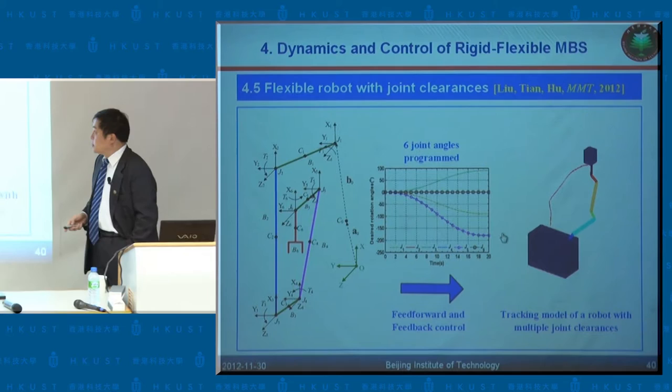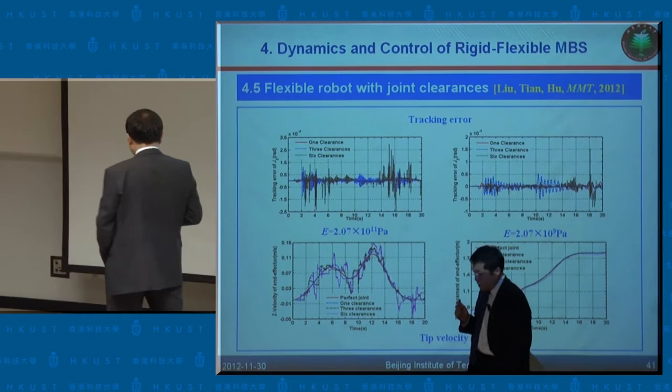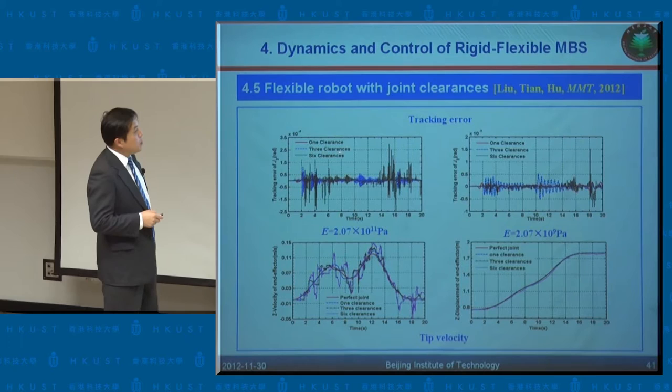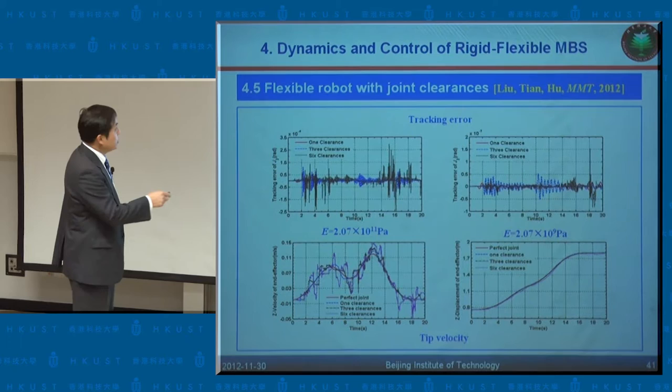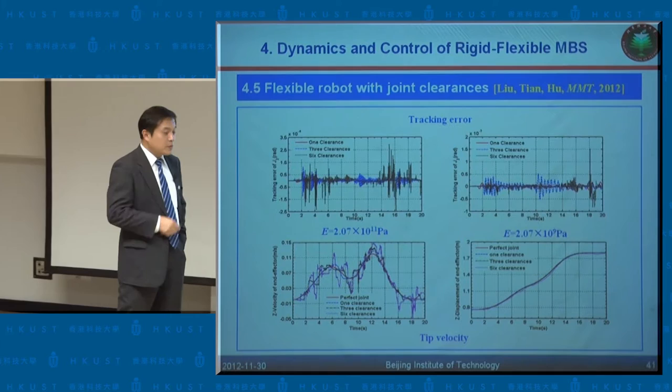These figures give you some brief idea about how the clearance will affect the dynamic performance. We have three curves in one figure: one clearance, three clearances, six clearances. So you can see that more clearances give you more trouble in control, because here you have the tracking error. So more clearance, the larger tracking errors. And of course, if you use more flexible arms in your robotics, then you will have better performance.